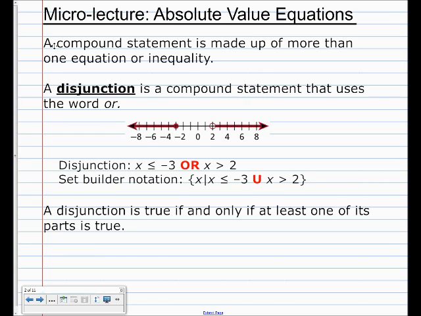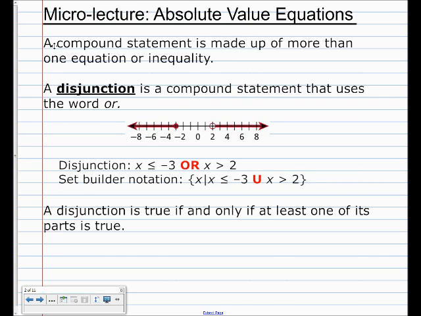of them together. In this case, I'm connecting them with the word or. With the word or, we call this a disjunction. Now look at the graph. How does the graph look when you graph a disjunction? It has two separate pieces, and where are they going? They're going away from each other.